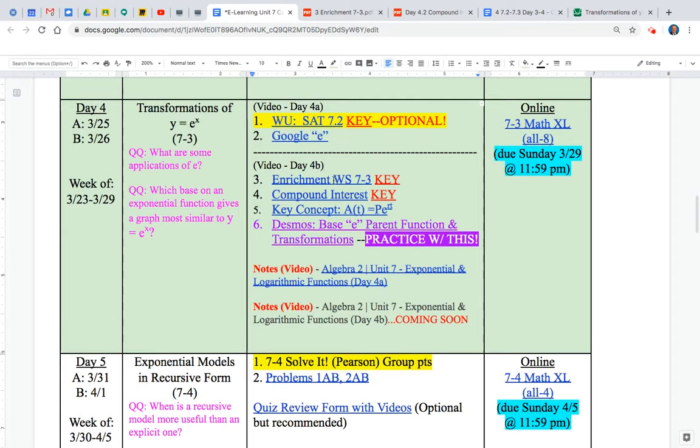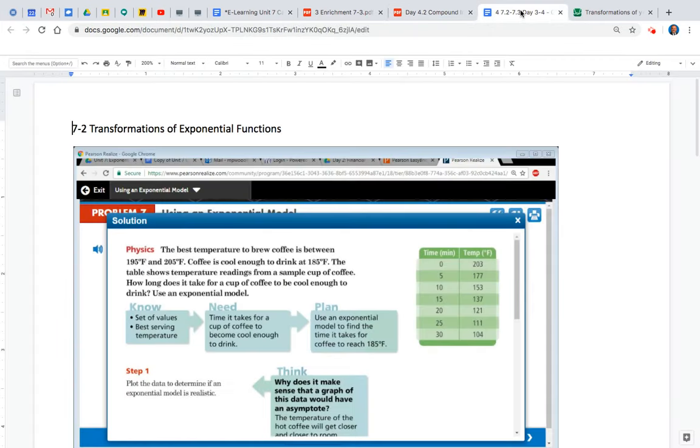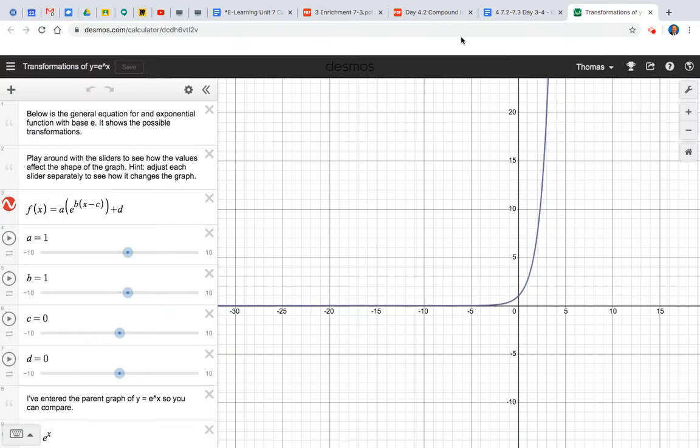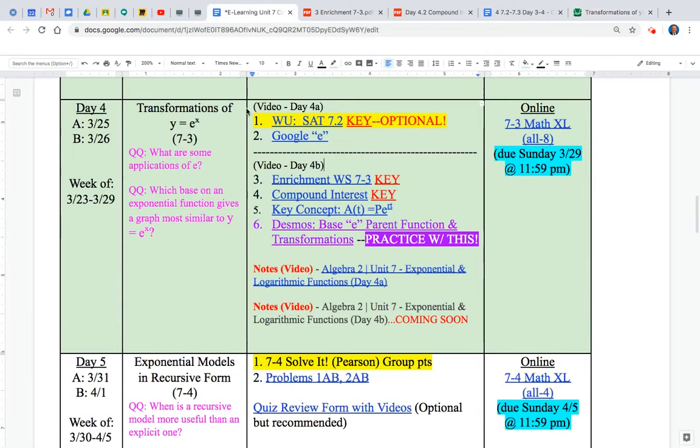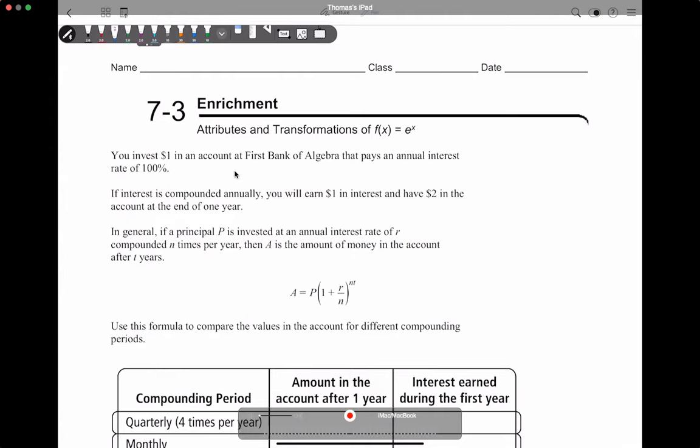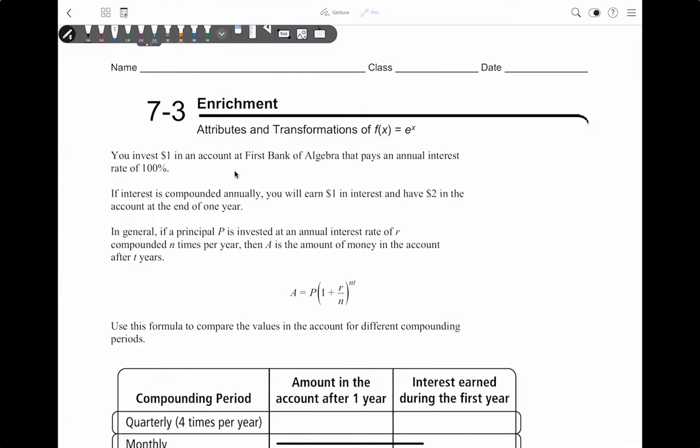Okay, so enrichment, compound interest, and the key concepts, I already have those open right here. And then here at the very end, you will see the transformations of that exponential function. Okay, so let's go ahead and begin first by looking at the enrichment 7-3. All right, so the enrichment 7-3 is talking about attributes and transformations of f of x is equal to e to the x, okay? So it says you invest $1, just $1 into a bank.